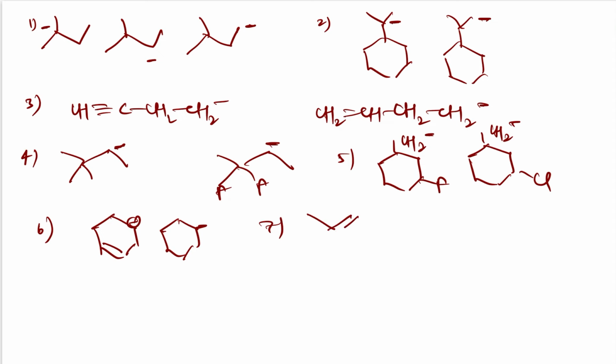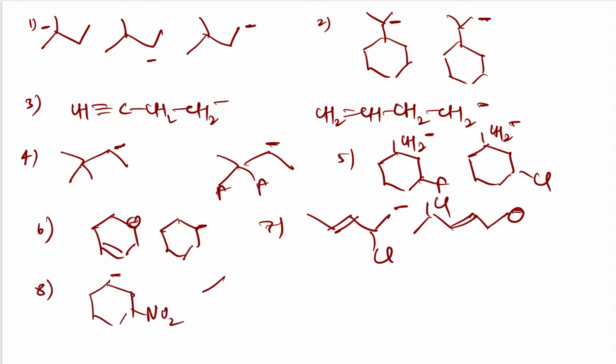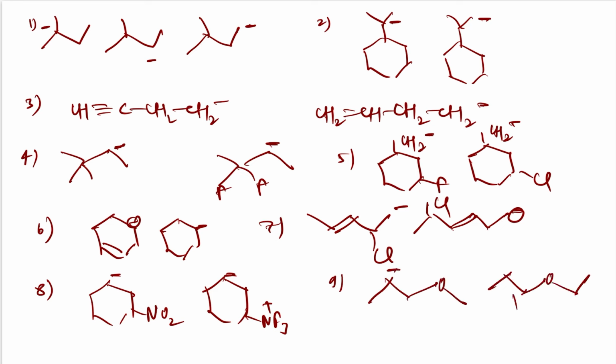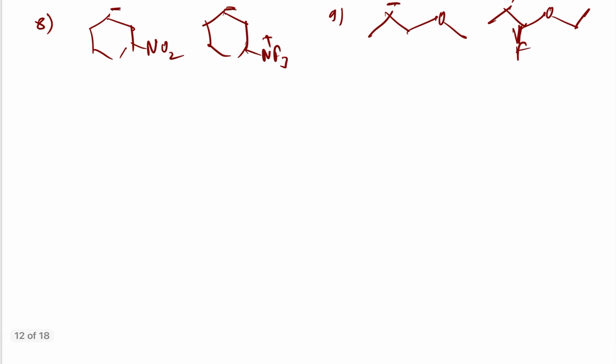Seventh, we have Cl and a negative charge. Eighth, we have negative NO2 and negative NF3. Ninth, we have fluorine. Now first let's solve this. Let's write some more problems to get better practice.